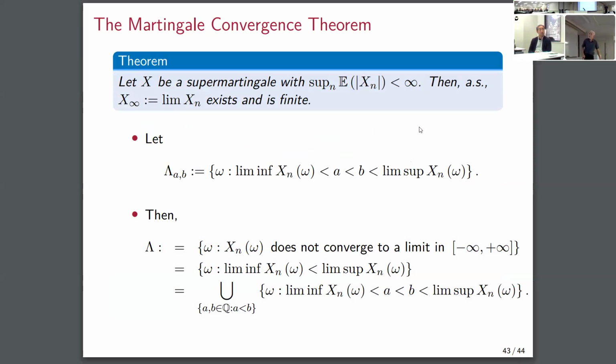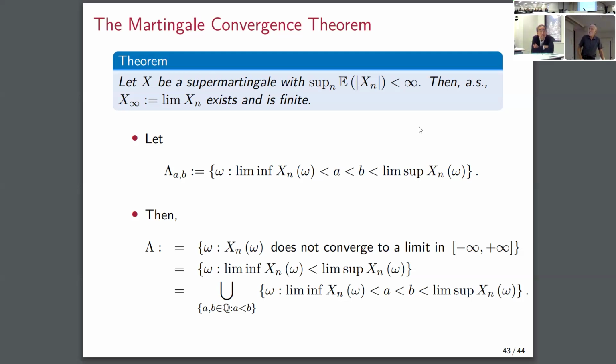I apologize for having this at the end of the lecture because it's another dense couple of slides. So let's try and talk slowly. Define capital gamma a,b to be the set of states omega where the lim inf of X_n of omega is less than a, and we're taking numbers a and b, a less than b, and the lim sup is more than b.